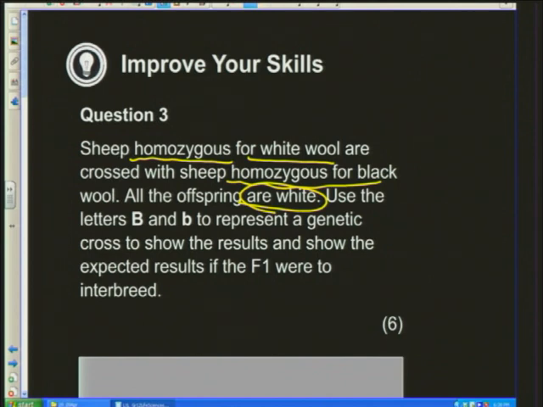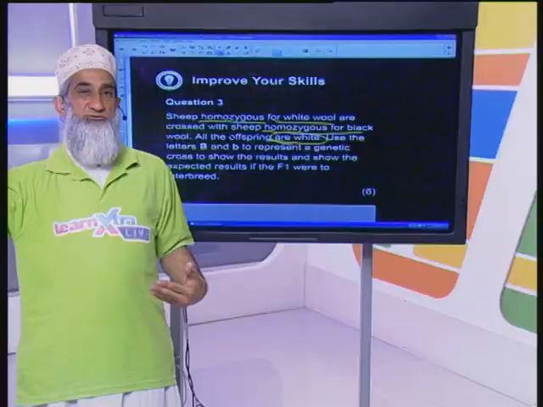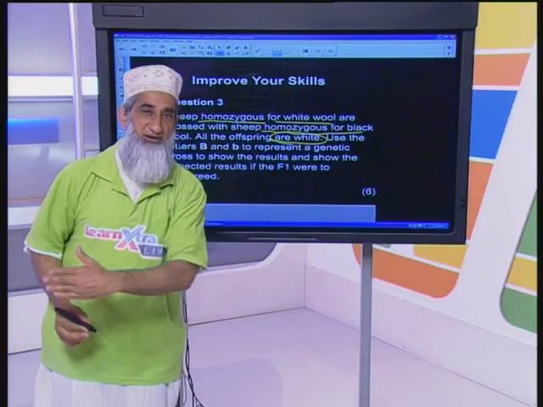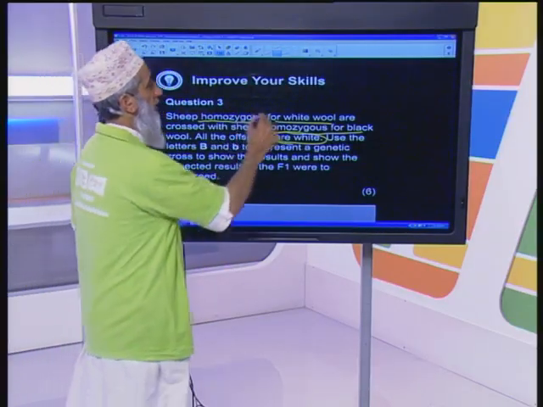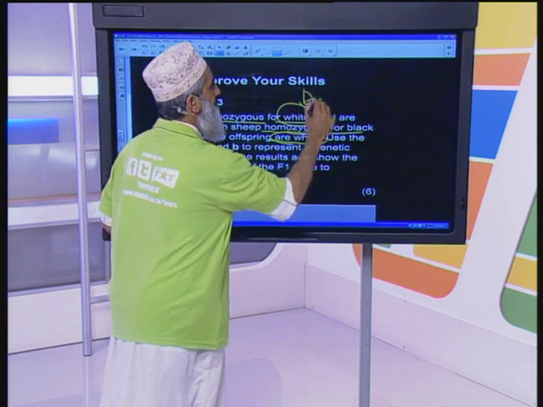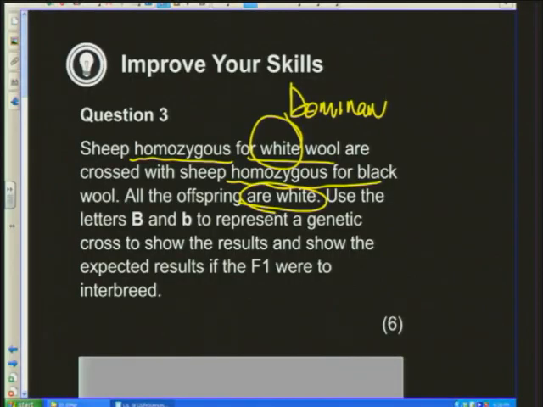You have to ask yourself the question, which is dominant? Obviously, if we put homozygous white and homozygous black, and if all the offspring are white, that means white is dominant. So this is the homework you're doing while you're working out this problem.